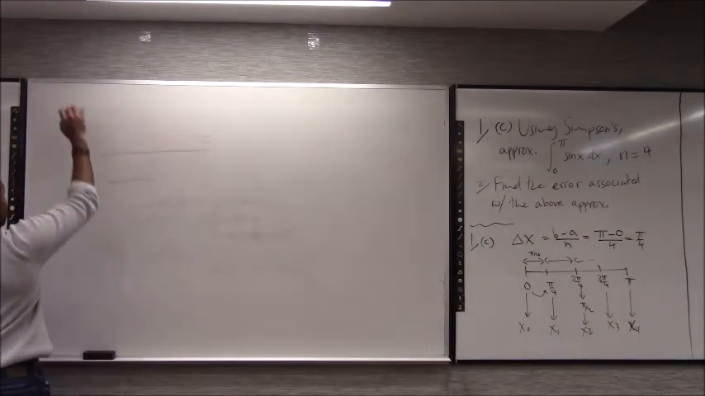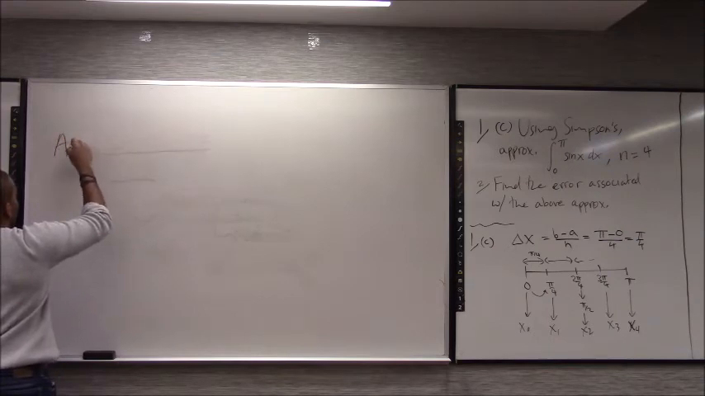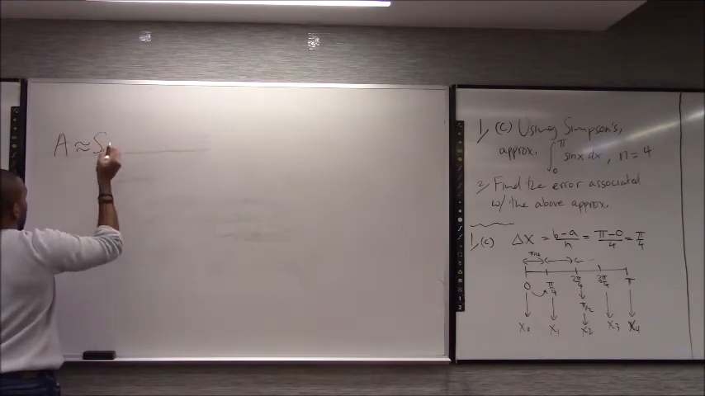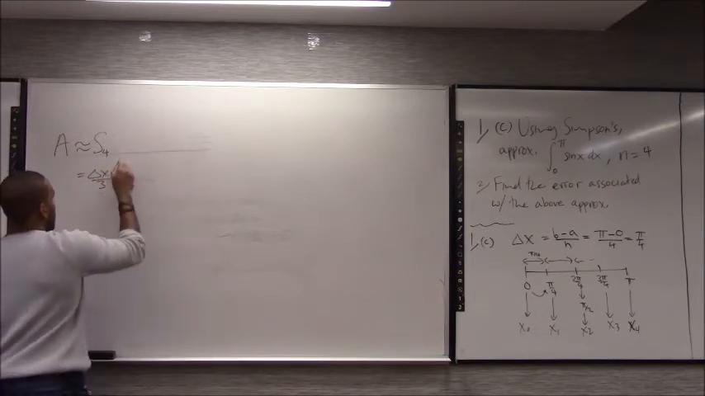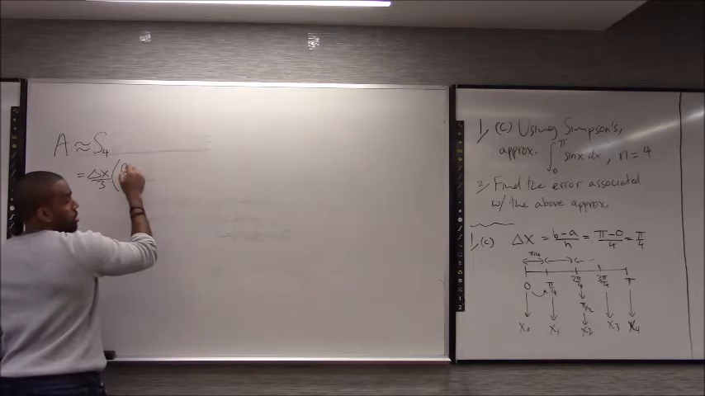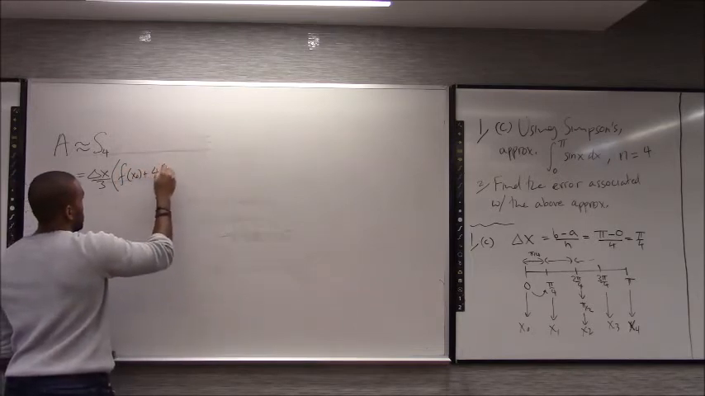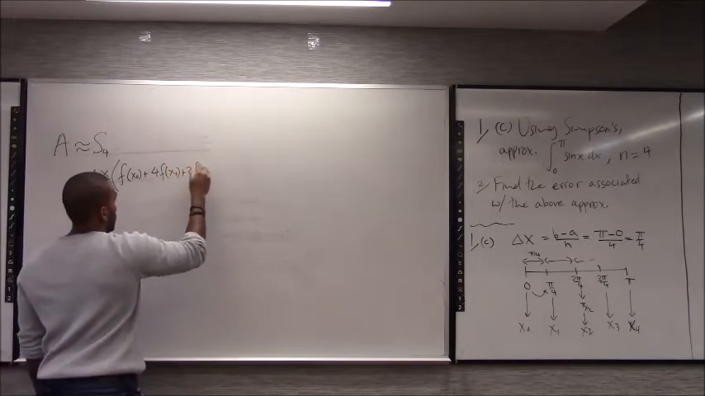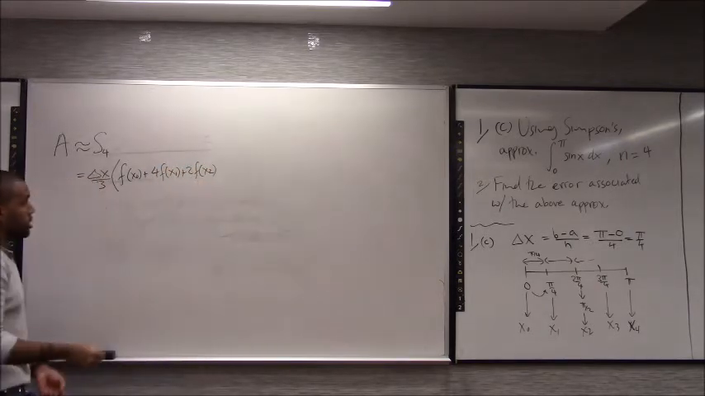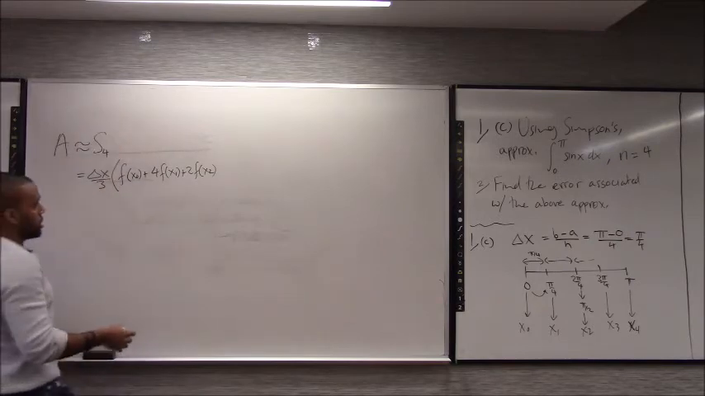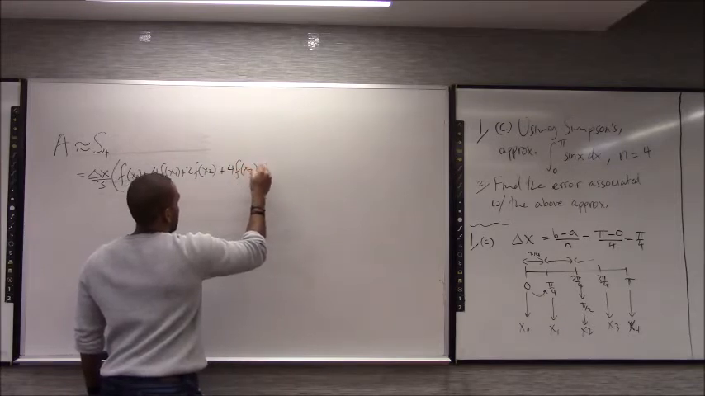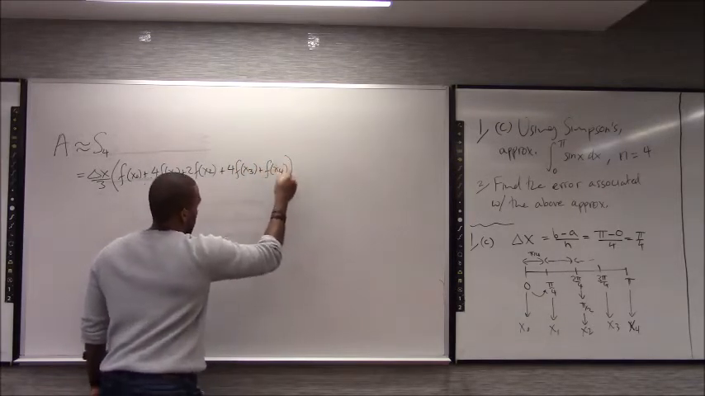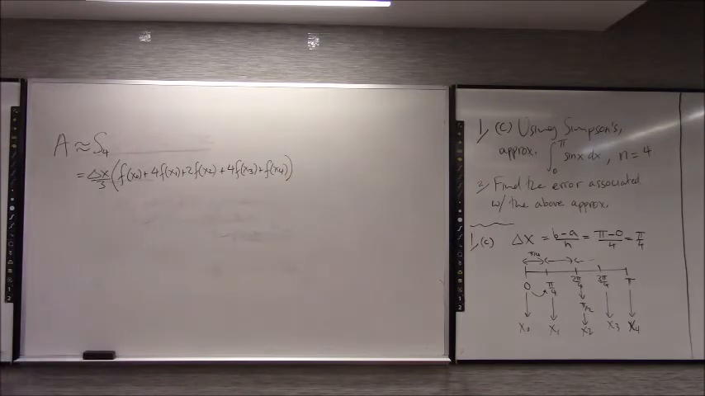And the formula, so the area under this curve is going to be approximately equal to S sub 4, which is going to be delta x over 3 times f of x sub 0 plus 4 times f of x1 plus 2 times f of x2. So Simpson's rule has the 4 and the 2's alternating, starting with the 4 in the second term, plus 4 times f of x3 plus the last term f of x4. So that's going to be the formula.